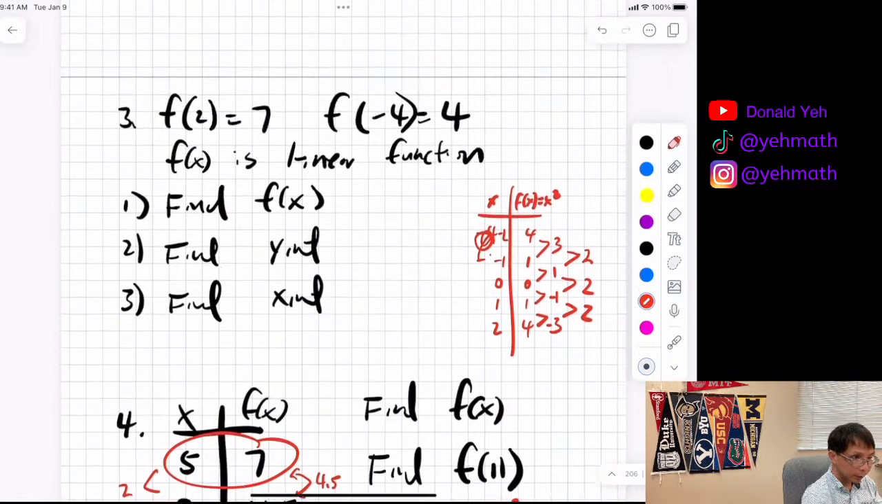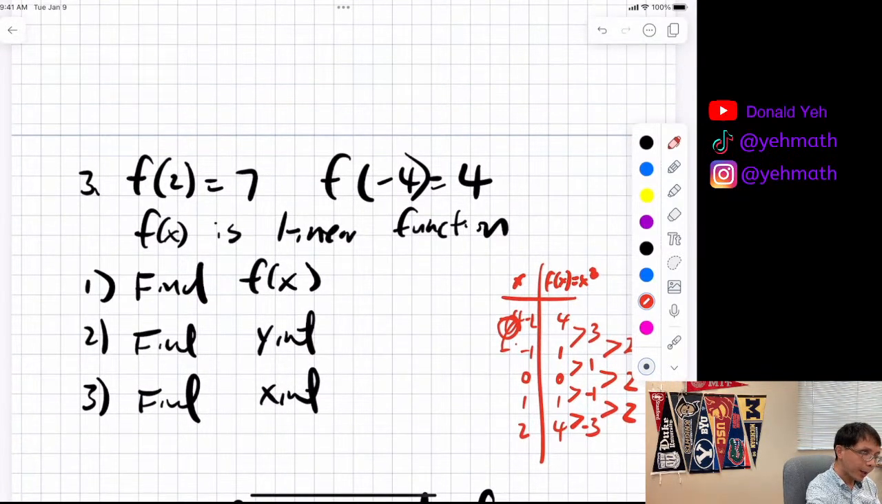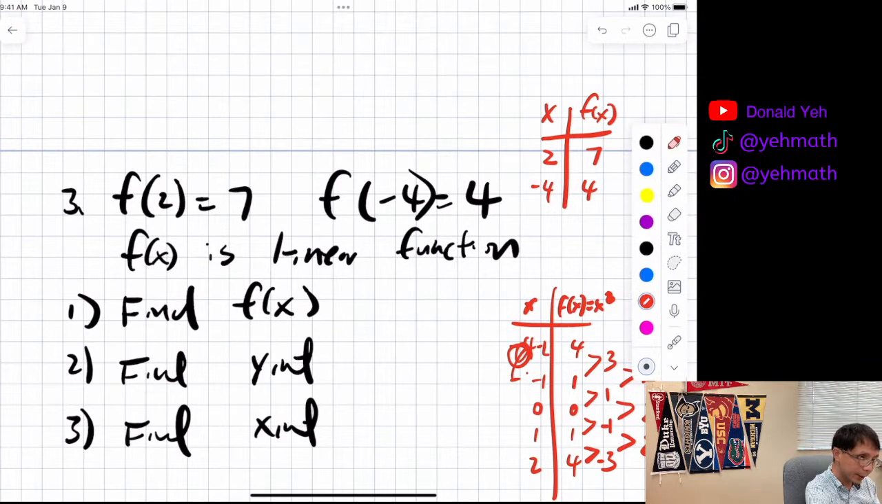3, sure. 3 is the same thing. So instead of building it like this, practically you can draw a table like this, x and f of x, right? And that's going to give you 2, comma 7, negative 4, 4. Now this one I already told you is a linear equation. Guess what? All you've got to do is 7 minus 4 over 2 minus negative 4. And that's equal to 3 over 6, which is equal to 1/2, right?